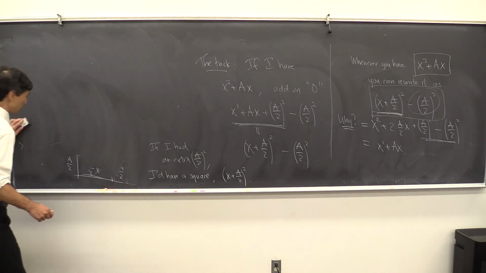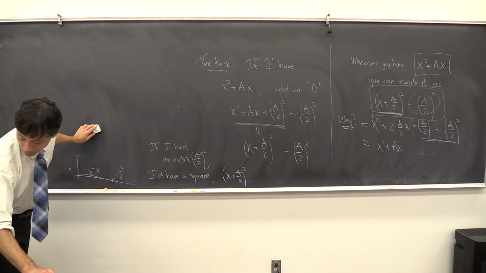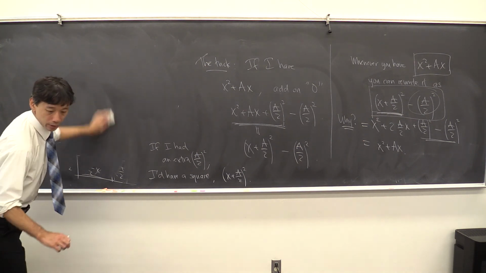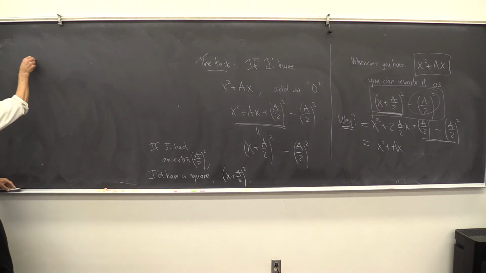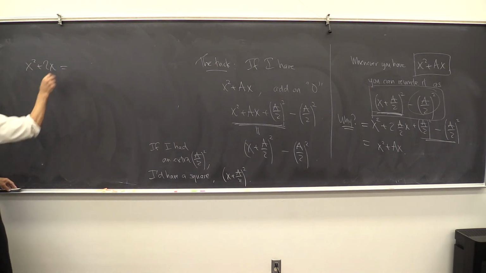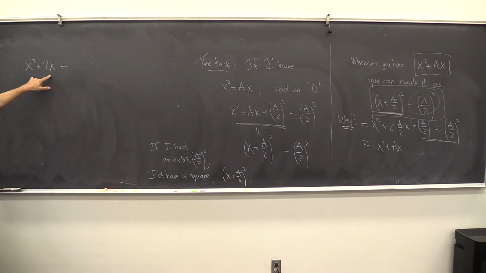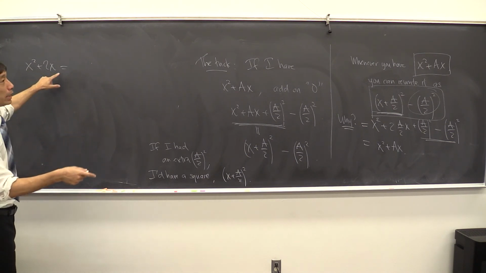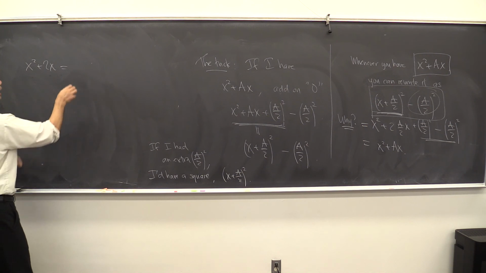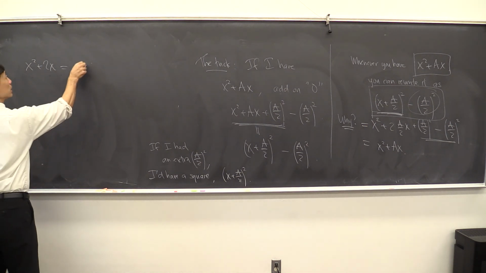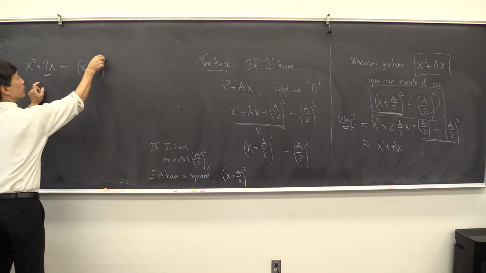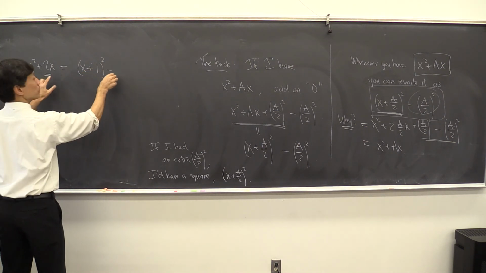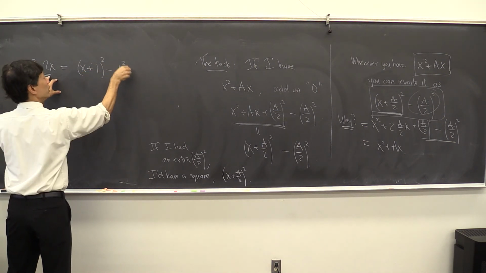So here's a simple example: x squared plus 2x. This is my x squared plus ax, and you see that I can express this as x plus a over 2 quantity squared minus a over 2 quantity squared.